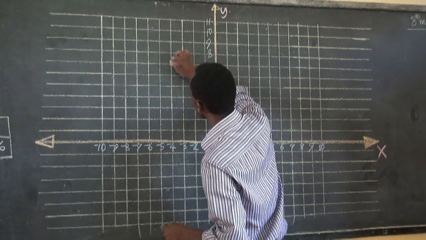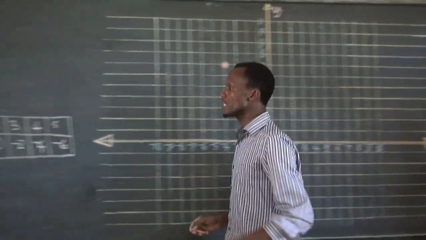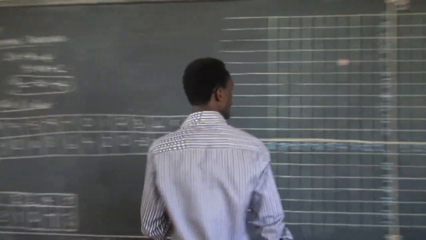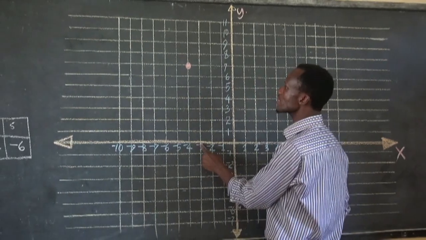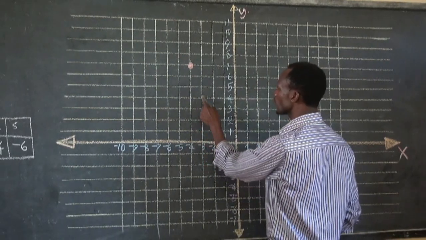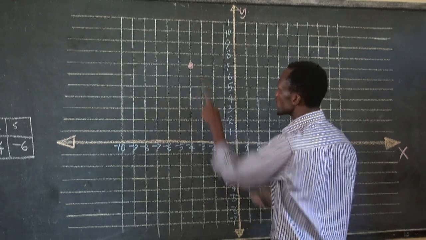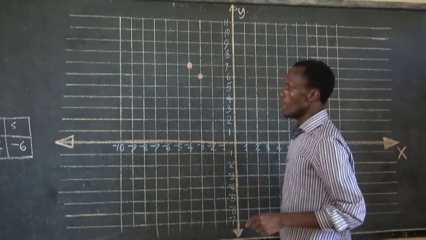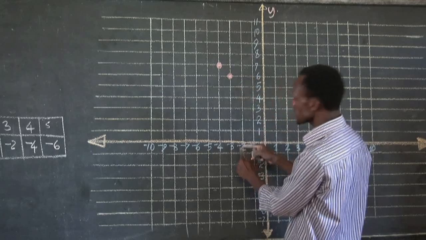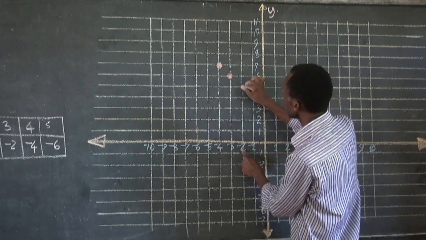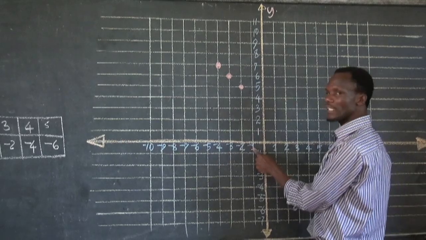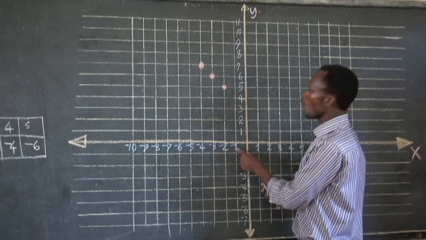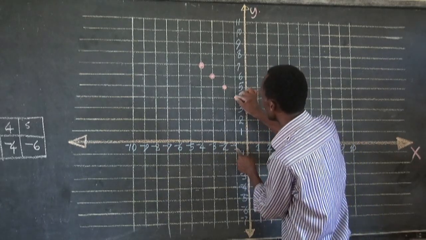This is my point. And the second point, x is negative 3 and y is 6. Negative 3 is right here, and you keep on moving, looking for the value of y equal to 6. This is the point. Then x is negative 2, y is 5. Then x is negative 1, y is 4, right here.